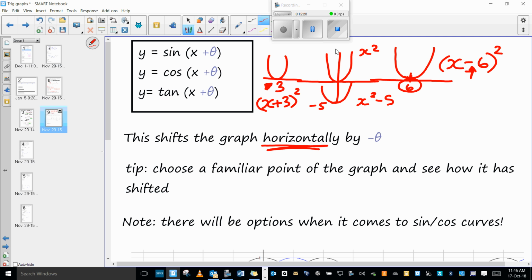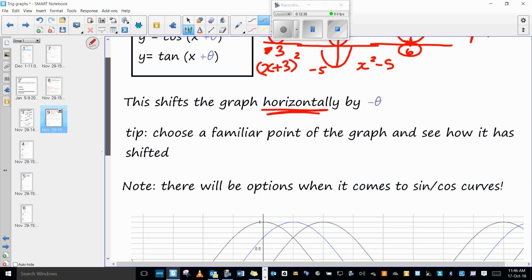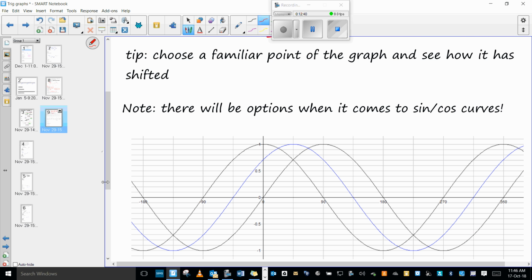Now, I've said here, choose a familiar point of the graph and see how it's shifted. That's going to normally help you determine this value here. So the first one here is my which kind of graph? That's my cos. Okay, and this one here is my sine, yes? Because it's done the sine through and this is done the cos through.